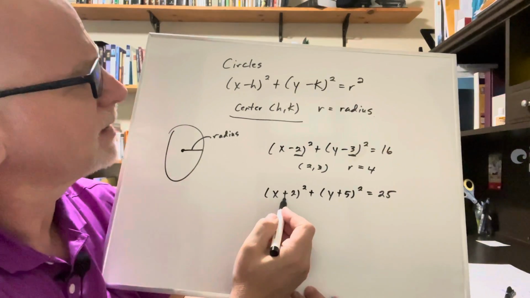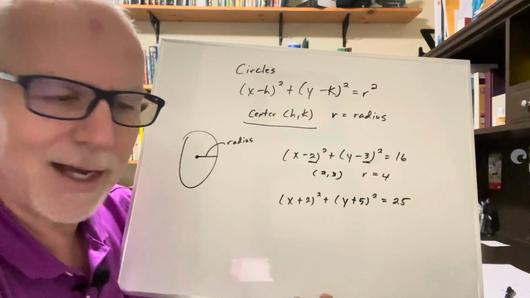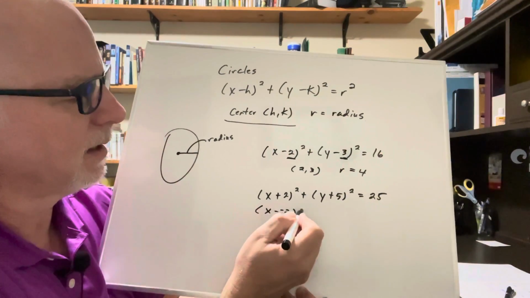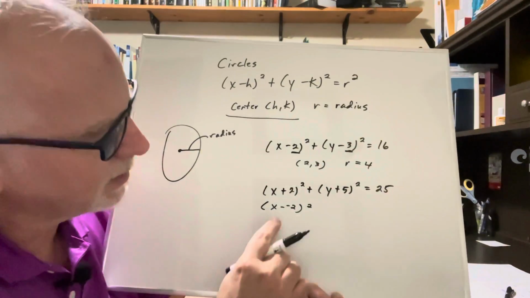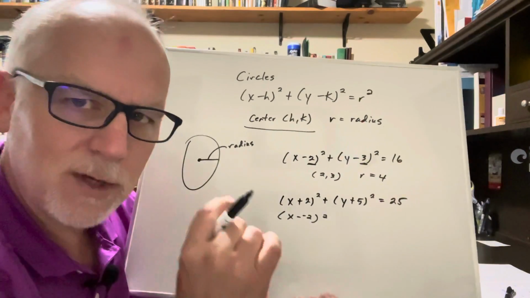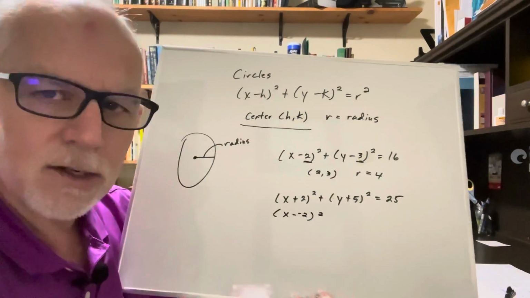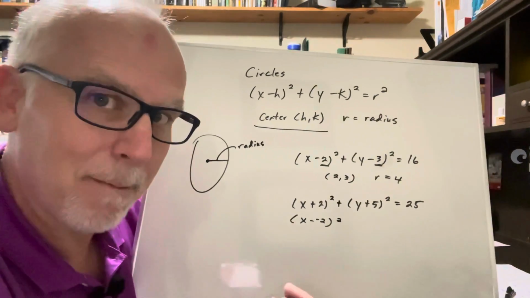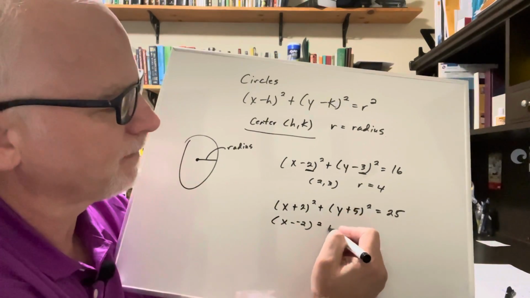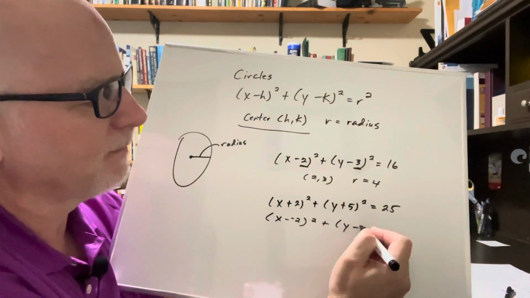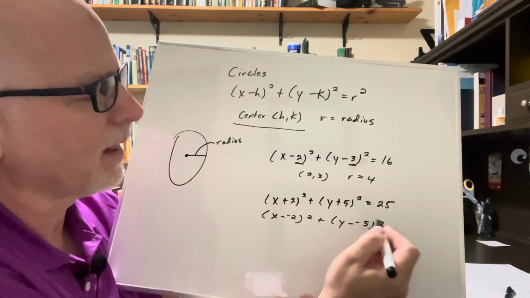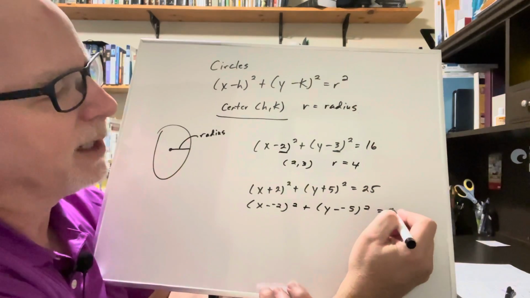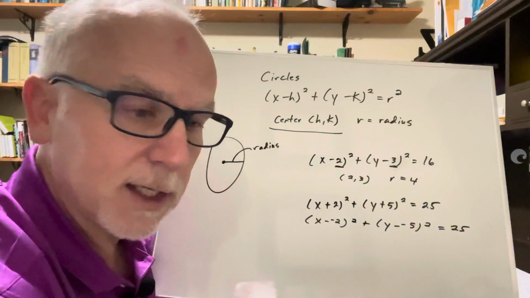Notice that it's a plus sign, but in the formula it's a minus sign. So this could be rewritten like this. Plus is really subtracting a negative. If you take away a negative, that's essentially a positive. So (x + 2)² could be written as (x - (-2))². And in the same way, (y + 5)² could be written as (y - (-5))². And of course, we're going to leave that 25 just the way that it is.